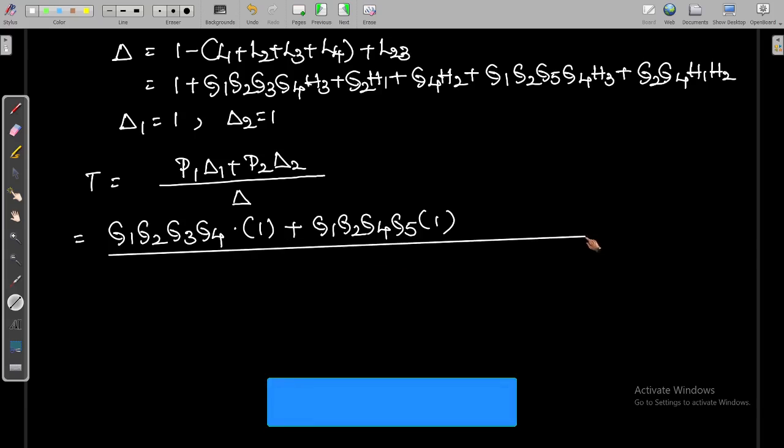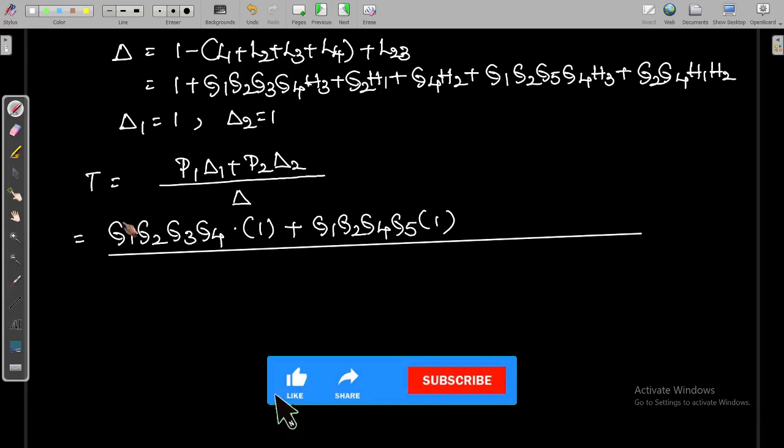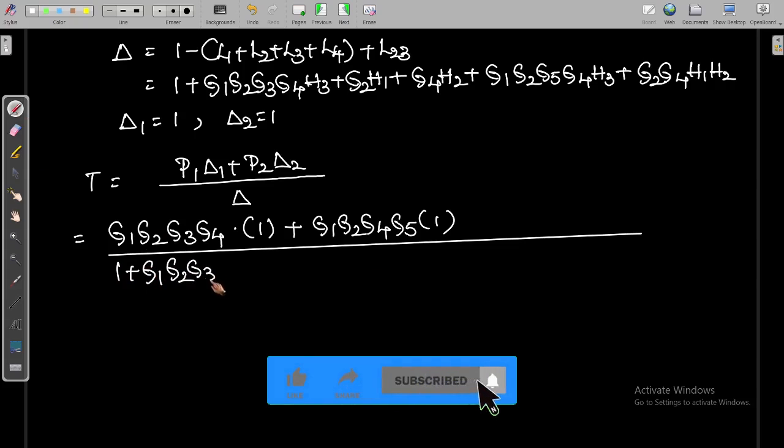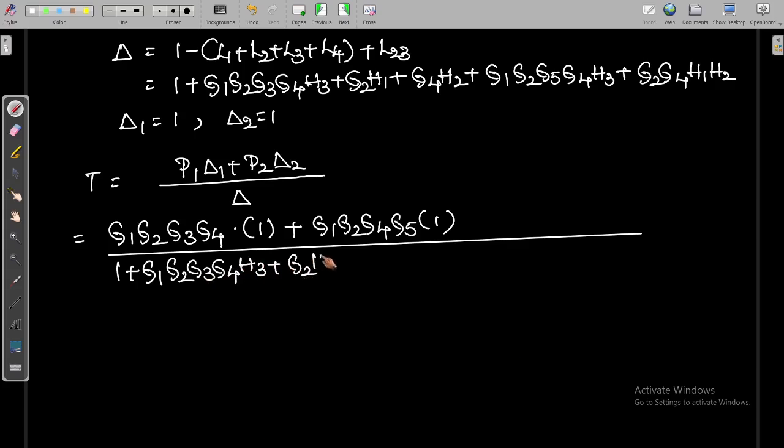So let us write the denominator also. What is the denominator we are going to get? That is 1 plus G1, G2, G3, G4, H3 plus G2, H1 plus G4, H2 plus G1, G2, G4, G5, H3 plus G2, G4, H1, H2. So this is the overall transfer function of the given signal flow graph problem.